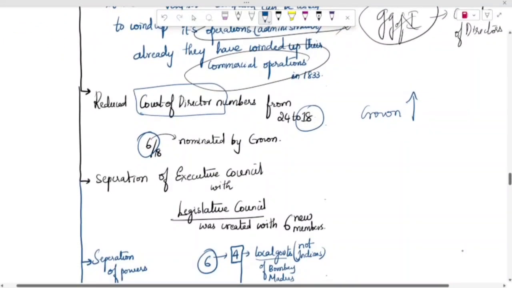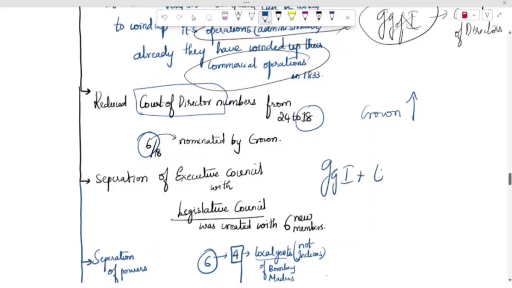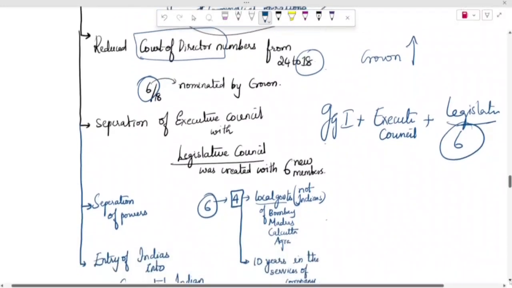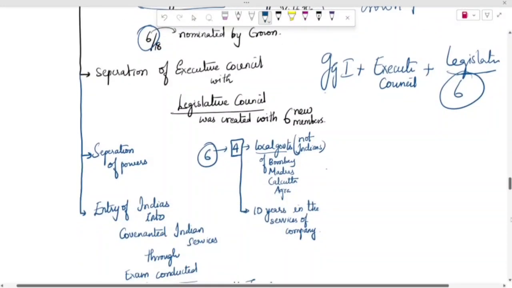Then there was separation of the Executive Council from the Legislative Council. The Governor General of India was there, then the Executive Council. I used to say council, right? It was an Executive Council. Then, for the Legislative Council, one member was added, who is nothing but Macaulay. Now new members were added, and this Legislative Council had 6 members. In future, this Legislative Council will become the Central Legislative Council and the Provincial Legislative Councils.